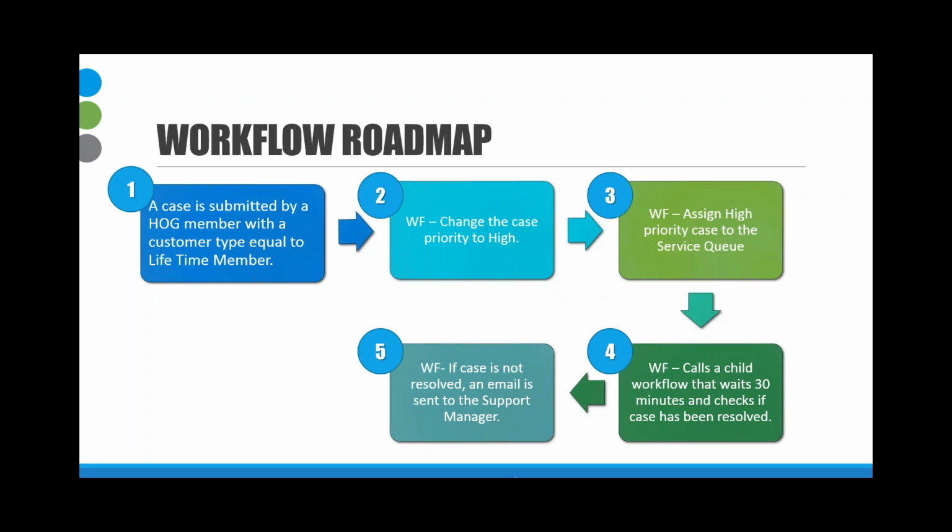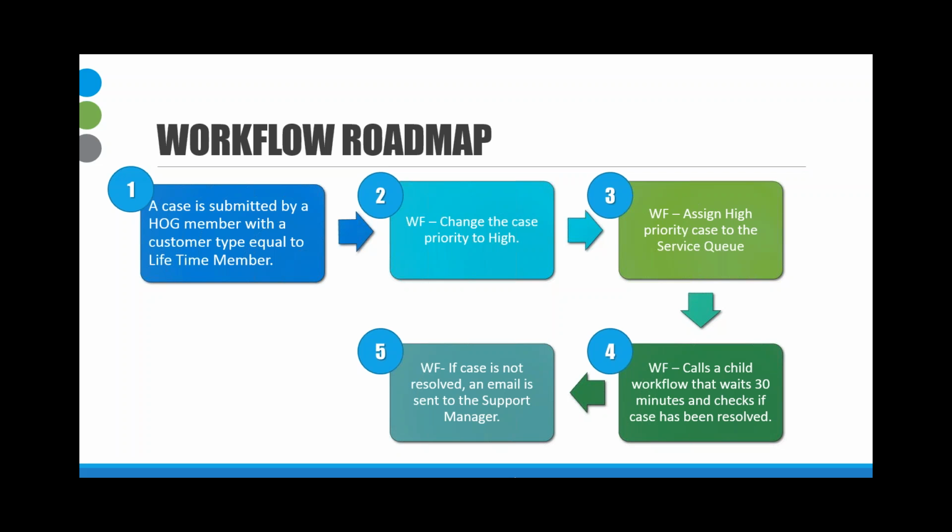But just going through the roadmap, a case is submitted by a priority member with a customer type equal to lifetime member. So these are the customers that are a very high priority to us. And the workflow goes out and changes the case priority to high. The default is normal priority. In this case, we want the priority to change to high because we're dealing with a priority, lifetime member type customer. So that's the first thing it does.